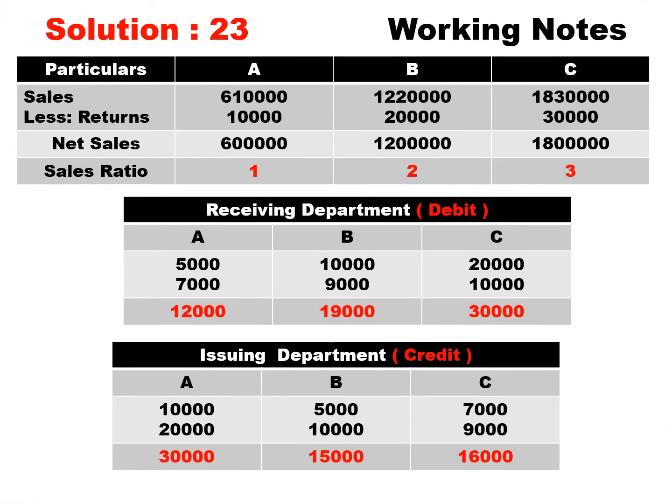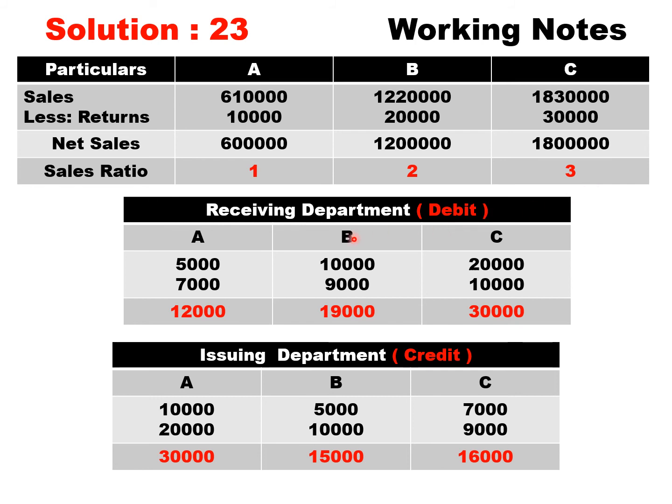So students, first you need to calculate the sales ratio. Sales less sales returns, we get 6 lakh, 12 lakh, 18 lakh. 6 ones are 6, 6 twos are 12, 6 threes are 18. So sales ratio is 1:2:3.